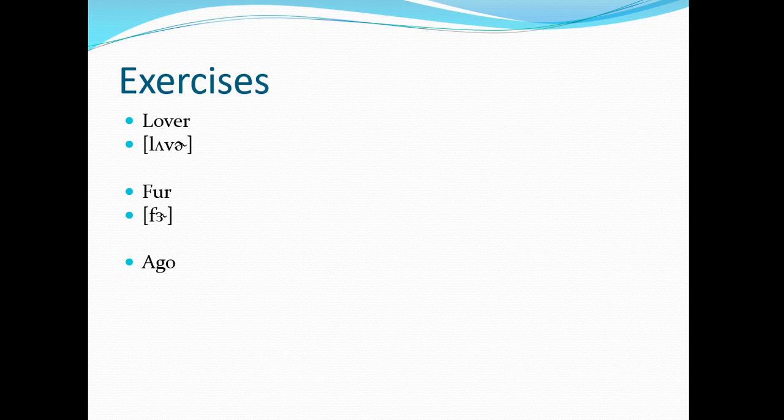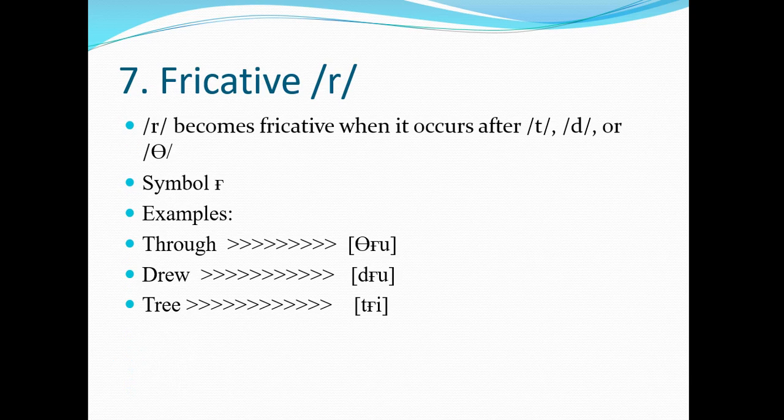What about this? Ago, ago. You can see a schwa at the beginning of the word, and it is not followed by R, so the symbol is this one, ago. And this one, what about this? Okay, the symbol is this one because it is in stressed position, not followed by R sound.